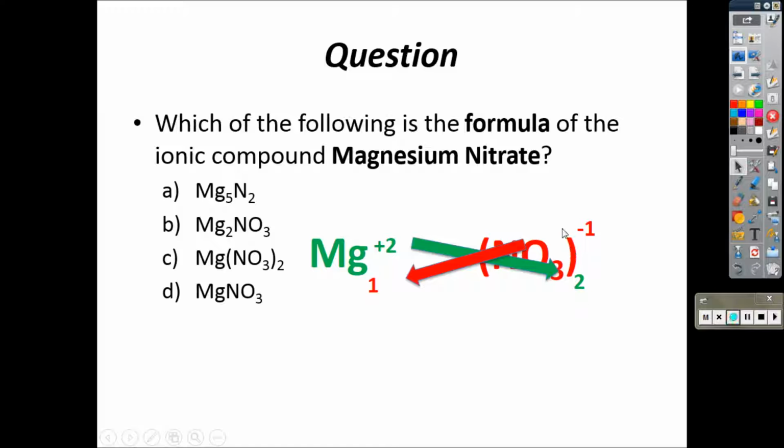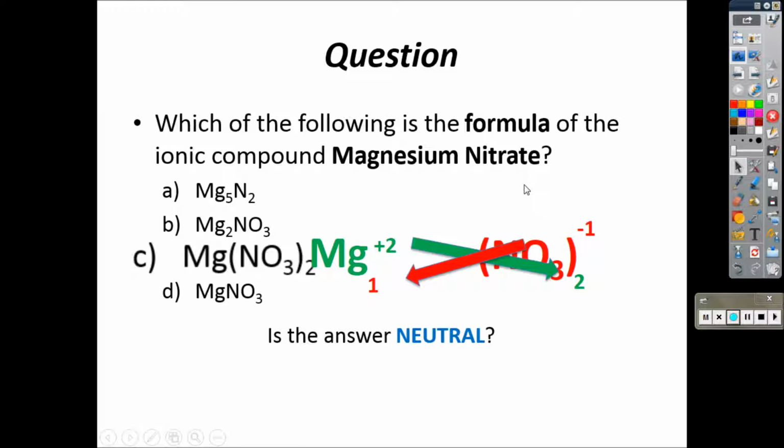So this is the reason why I like the parentheses, because I don't want someone putting the 2 next to the 3 thinking that you have NO32. That's ridiculous. Okay, so we're just going to use parentheses to separate the 3 from the 2. So the answer choice for this one would be C. Mg(NO3)2.